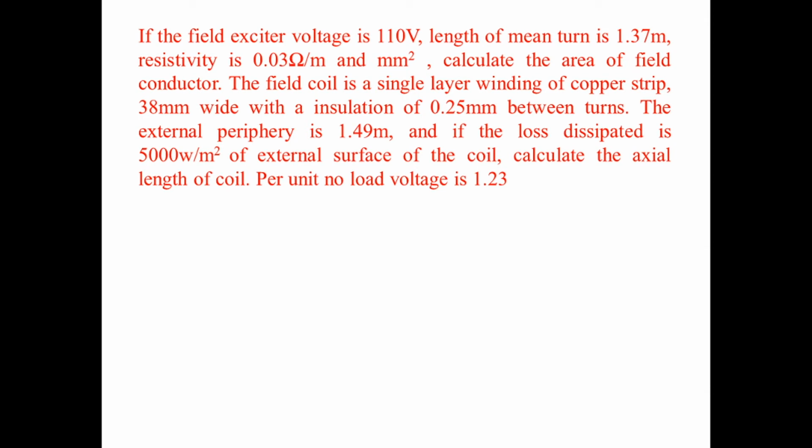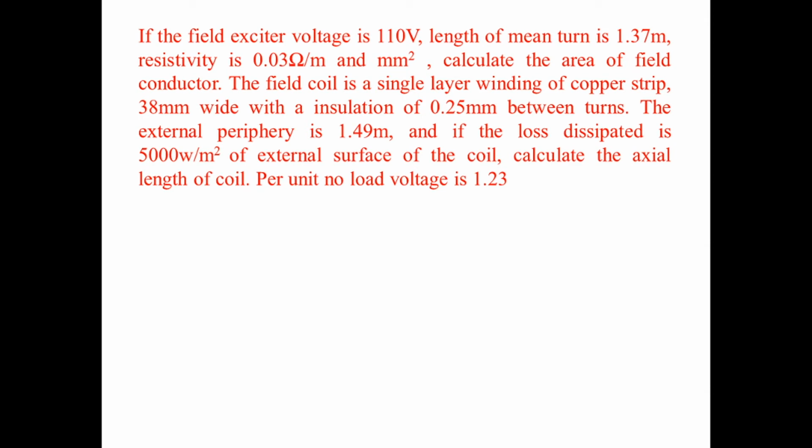The field coil is a single layer winding of copper strip which is 38 millimeter wide with an insulation of 0.25 millimeter between the turns. So the field coil is a single layer winding with a copper strip of 38 millimeter wide and with the insulation of 0.25 millimeter between the turns. Each turn will be having the 0.25 millimeter insulation.